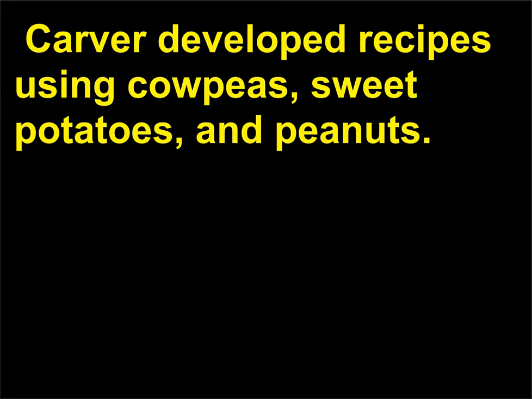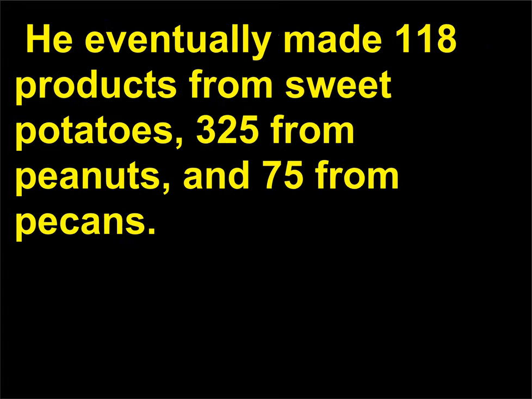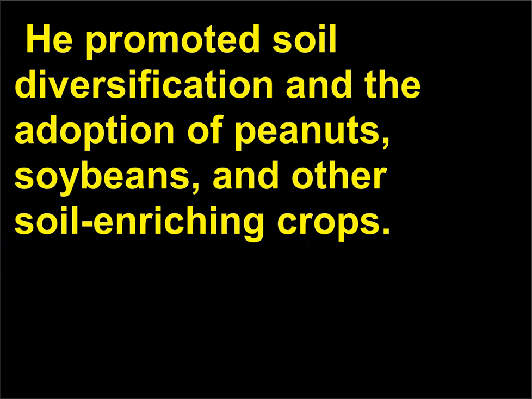Carver developed recipes using cowpeas, sweet potatoes, and peanuts. He eventually made 118 products from sweet potatoes, 325 from peanuts, and 75 from pecans. He promoted soil diversification and the adoption of peanuts, soybeans, and other soil-enriching crops.